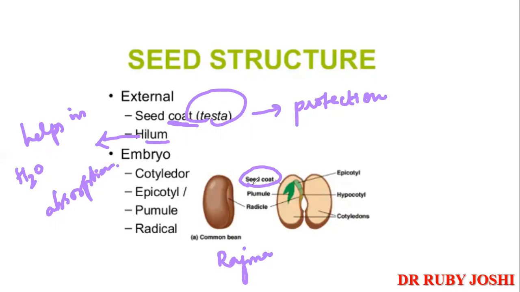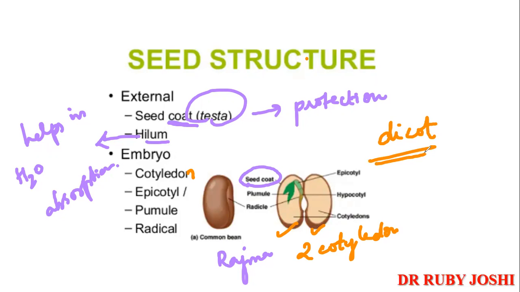Now, if you look at the part of the embryo, it has got cotyledon. In this case, you can see that there are one and two cotyledons. So this comes under the category of embryo. Yeah, but it is also a dicot, right? Okay. Then you have got the epicotyle, plumule, and radicle. So look at epicotyle over here.